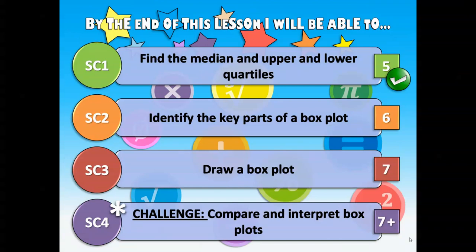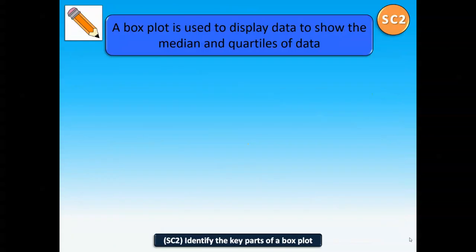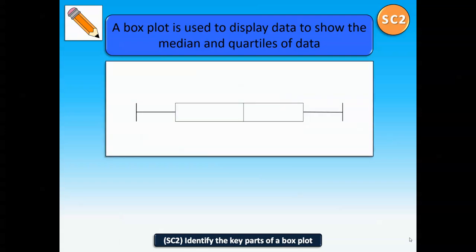So now we're going to move on to number 2, and this is to identify the key parts of a box plot. So a box plot is used to display data to show the median and the quartiles of the data. So this is what a box plot would look like. The line in the middle of the box tells you the median. The ends of the boxes tell you the lower quartile and the upper quartile.